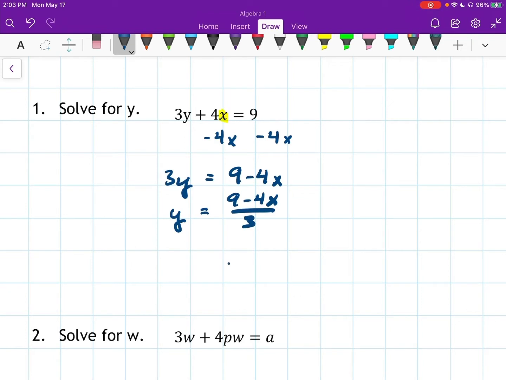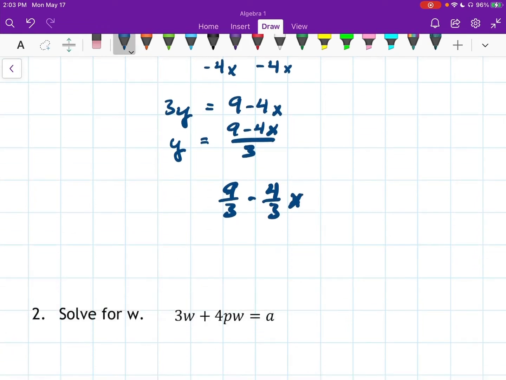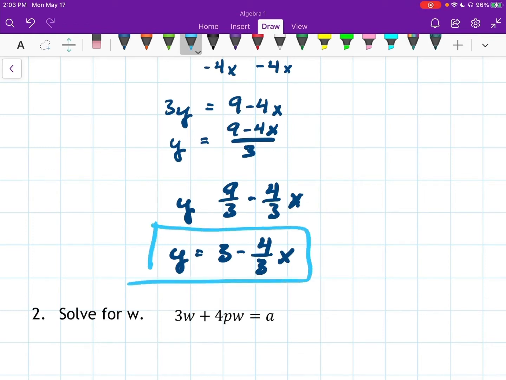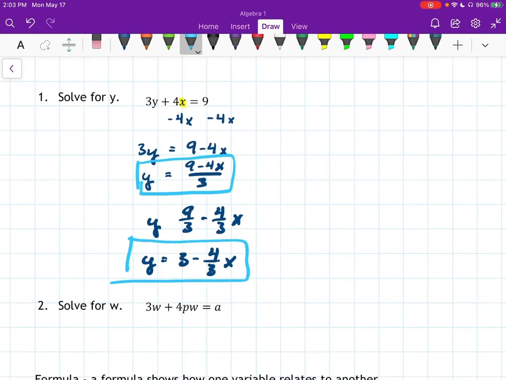Or you could say 9 over 3 minus 4 over 3x. Which is y equals 3 minus 4/3 x. Either this one or this one there. Those would both be good answers, and I'd be happy with both of them.